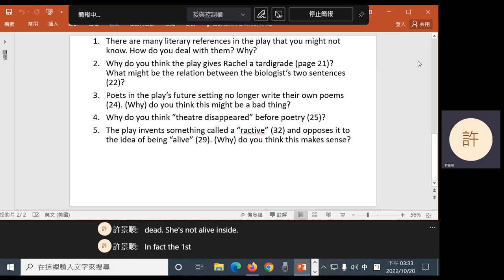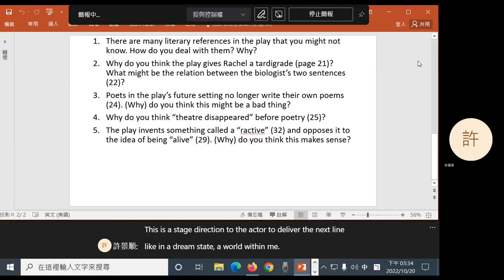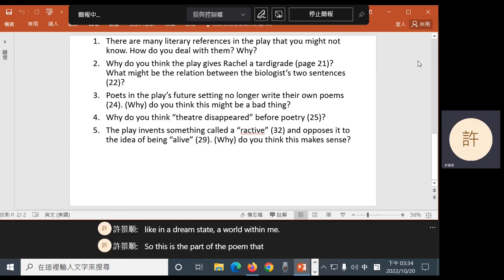In fact, the first moment that she sees the possibility of something more inside herself is on page 22, Sandor's first poem. Near the bottom of the page, Rachel says, "Must have been hardly anyone around." And then, dreamily, this is a stage direction to the actor to deliver the next line like in a dream state, "A world within me." So this is the part of the poem that Rachel focuses on, that catches her attention, that there could be a world within a person, could be a world within herself.